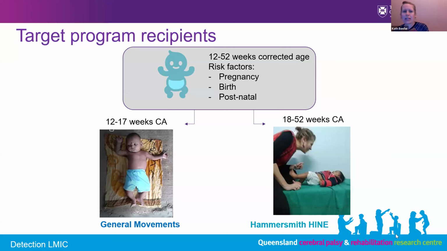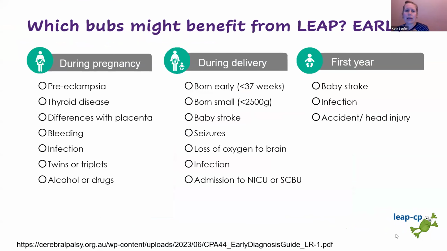Just to give you a very quick snapshot to orient you to the program. Our target recipients are babies in the first year of life, so 12 to 52 weeks corrected age. We generally screen a fairly broad set of risk factors, and I'll talk more about that shortly. Our 2 key screening tools are the General Movements and the Hammersmith. And we know that there are some key early life risk factors that mean these babies would benefit from the screening programs that we have to offer. This is by no means exhaustive.